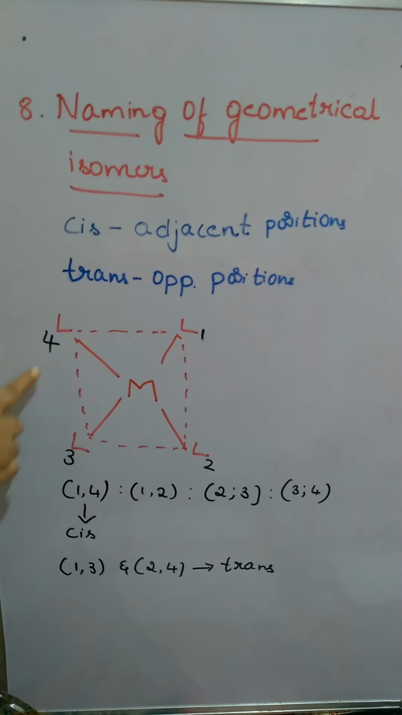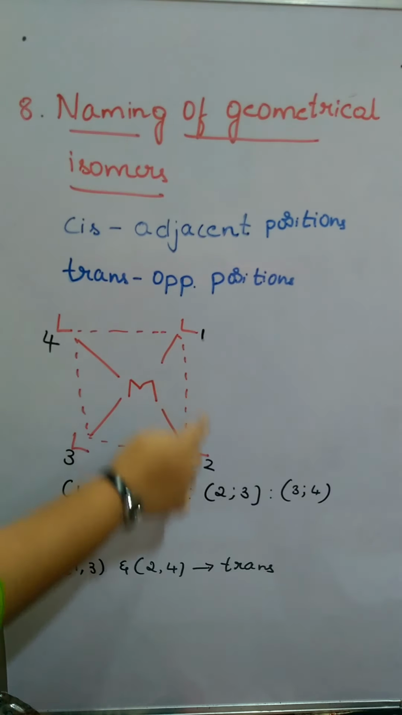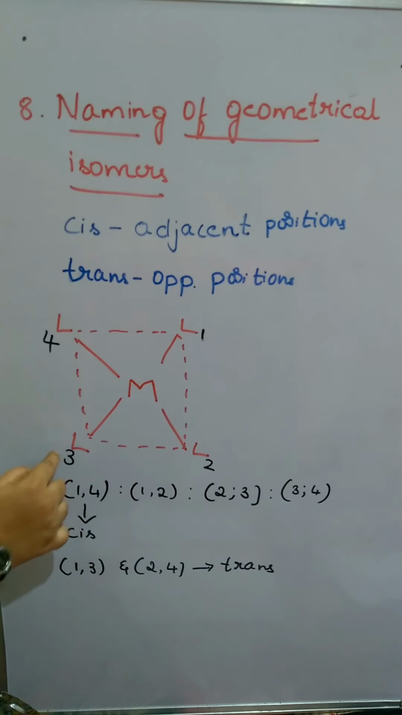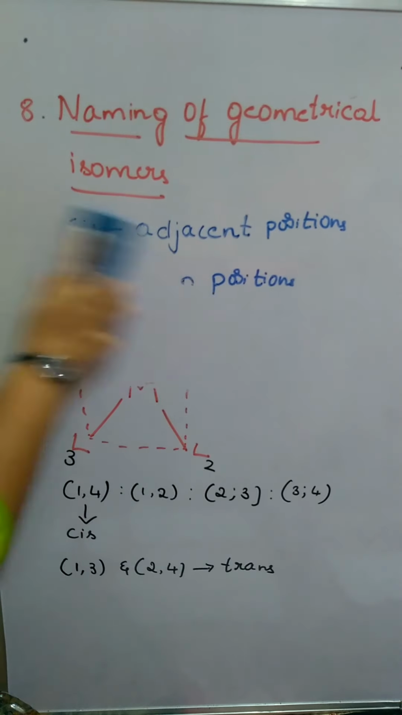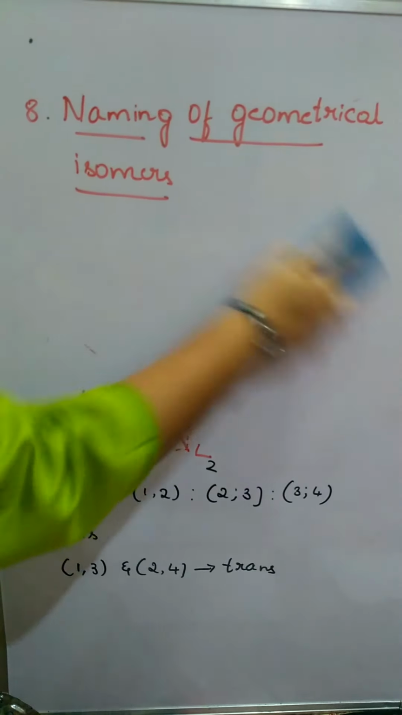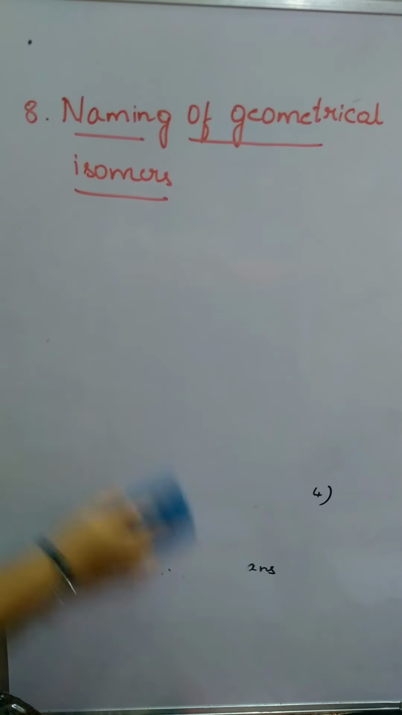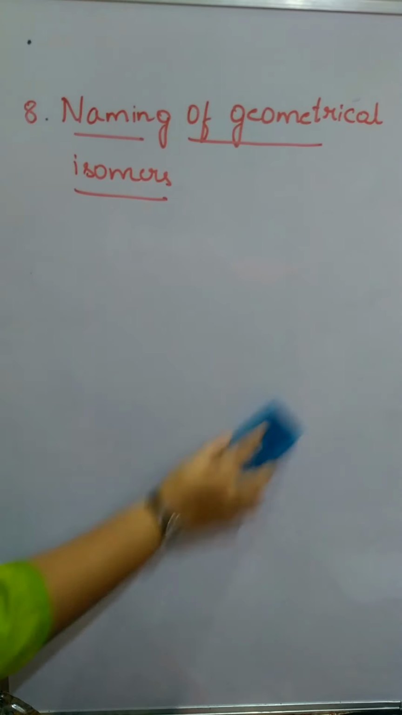So I hope you understood. Similar ligands that come side by side are cis. Similar ligands that come on opposite sides are trans. We shall take up one example of cis and one example of trans.